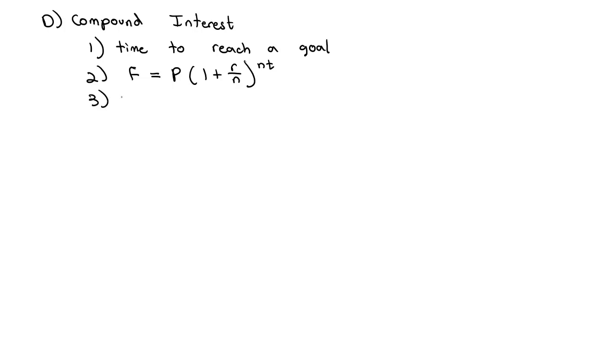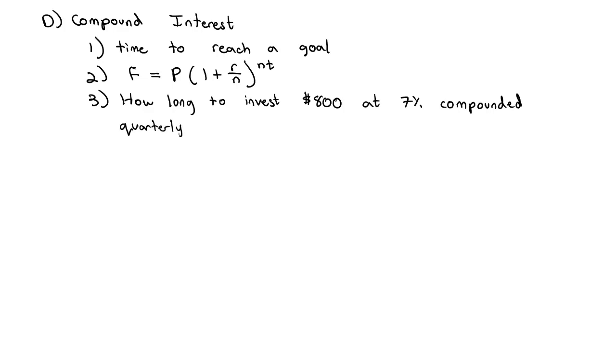So we can answer the same question, how long to invest $800 at 7% compounded quarterly to grow to $1,000. So now instead of continuous interest, we've got quarterly compounding interest. How does that change things?